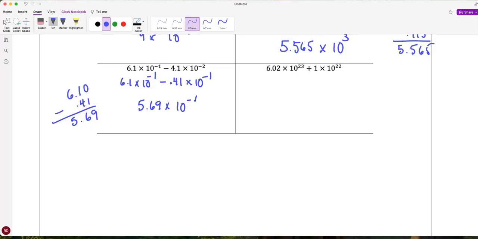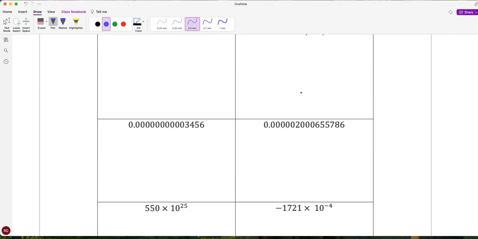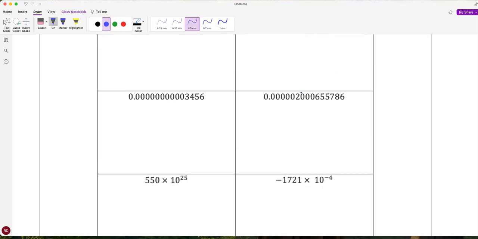Same thing with the next one. I can make this a 0.1. If I make that smaller by a power of 10, I make the exponent larger by a power of 10. Now I can add these together and you get 6.12 times 10 to the 23rd. And that should lead you up into the homework for this section.